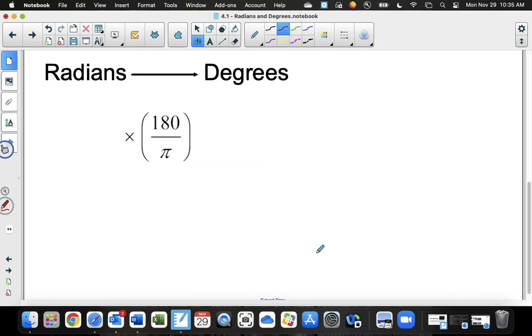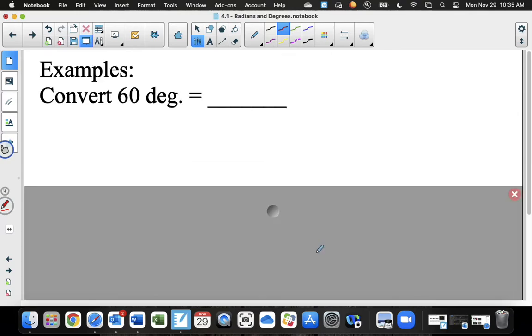In general, by the way, it's not always the case, but most of the time when you're dealing with radians, you're going to see a pi in the answer. Okay, you'll have something with pi in the answer when you're dealing with radians. Okay, let's do a couple of examples here. Let's convert back and forth between the two. So a 60-degree angle. Let's figure out what the radian equivalent of that is.